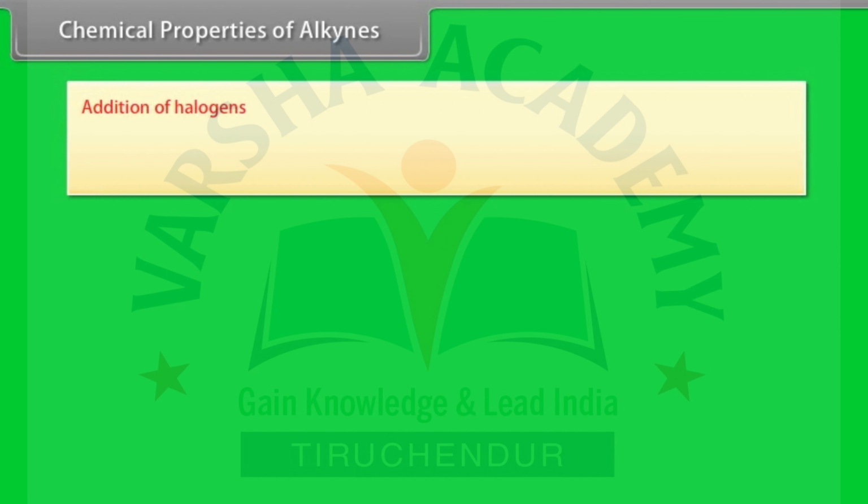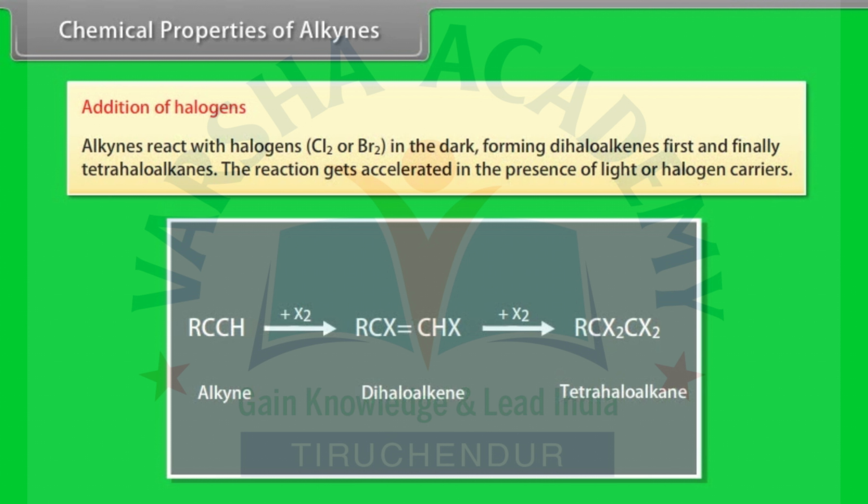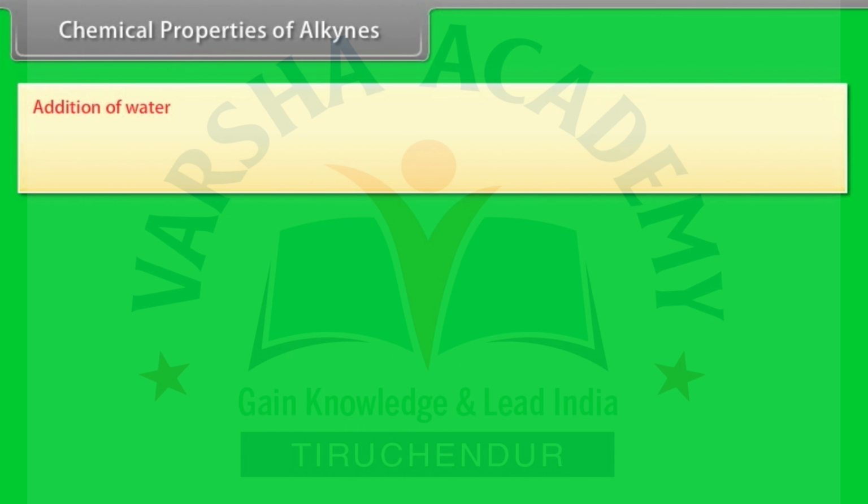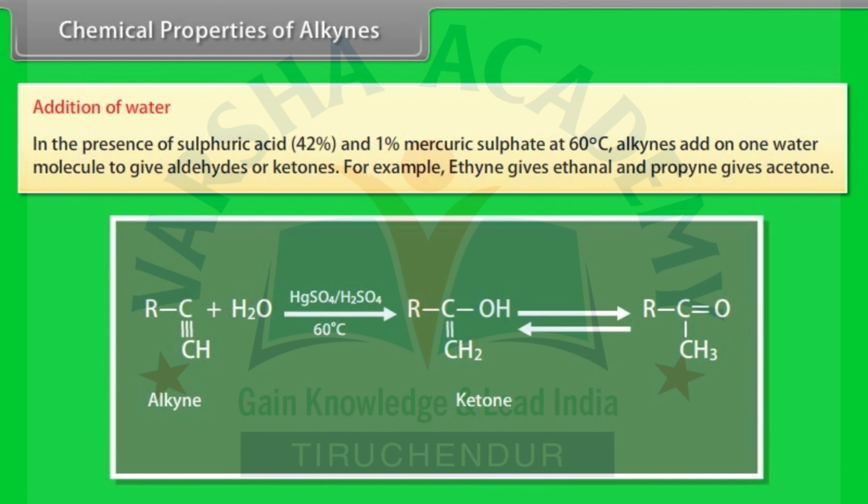Addition of halogens. Alkynes react with halogens, Cl2 or Br2, in the dark, forming dihaloalkanes first and finally tetrahaloalkanes. The reaction is accelerated in the presence of light or halogen carriers. Addition of water. In the presence of 42% sulfuric acid and 1% mercuric sulfate at 60 degrees centigrade, alkynes add on one water molecule to give aldehydes or ketones. For example, ethyne gives ethanal and propyne gives acetone.